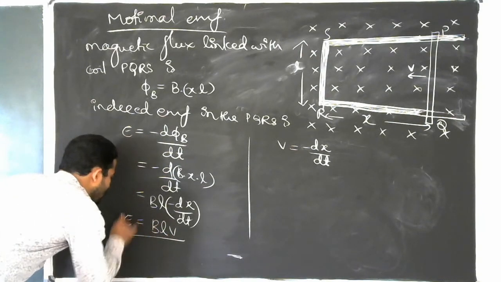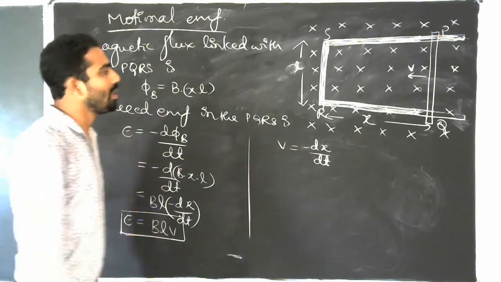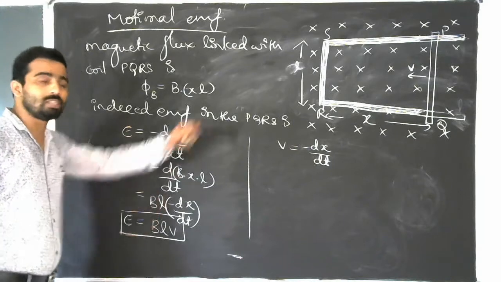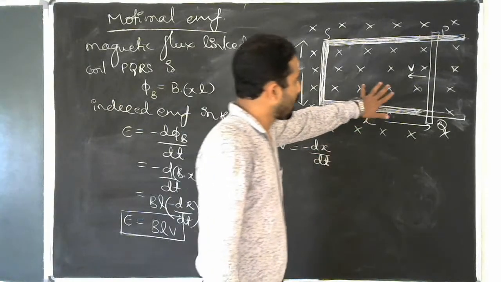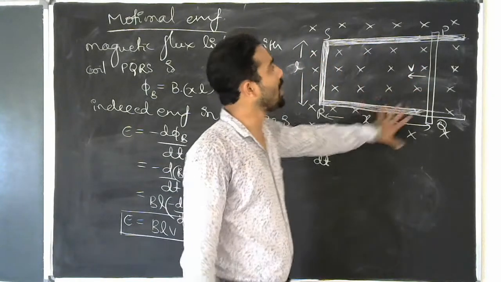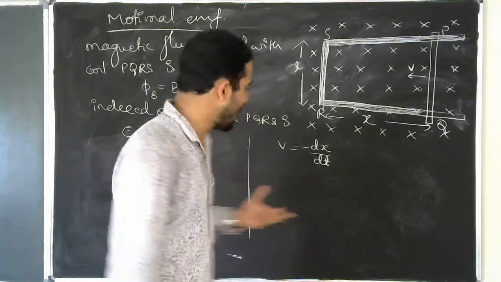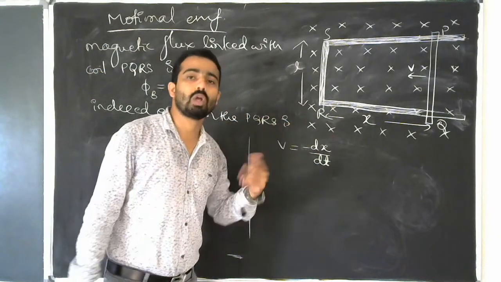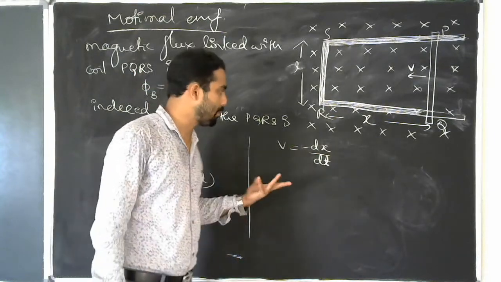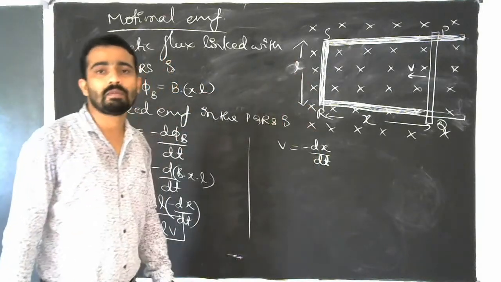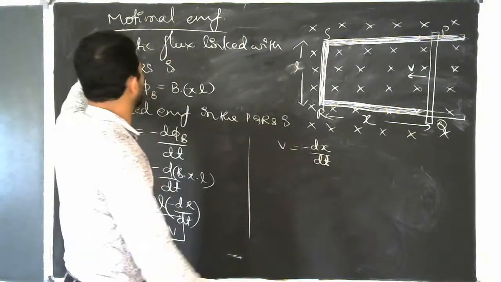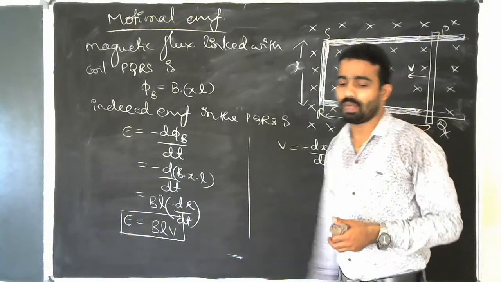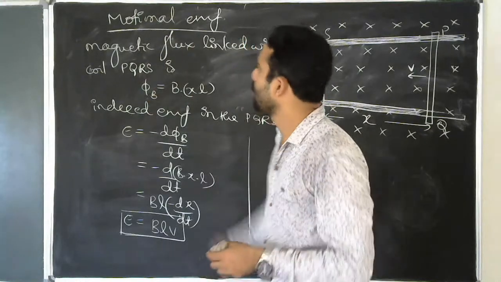So this is the equation for the EMF induced in a rectangular coil placed in a uniform magnetic field. Here the magnetic field was kept constant and the rod was moving, so the area was changing. So an EMF can be generated not only by changing the magnetic field but also by changing the area. Because this EMF is generated due to the motion of the rod, it is known as motional EMF. This is the concept of motional EMF, and it is very important from the perspective of your exam. It will be asked for sure.